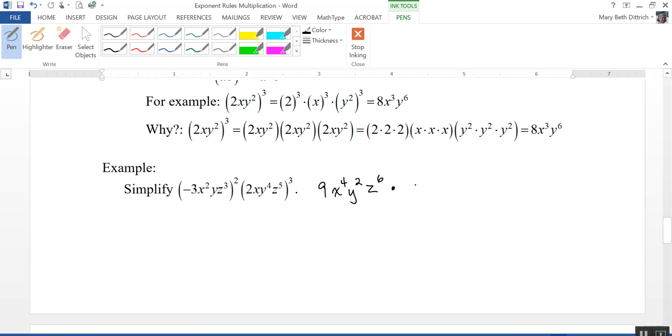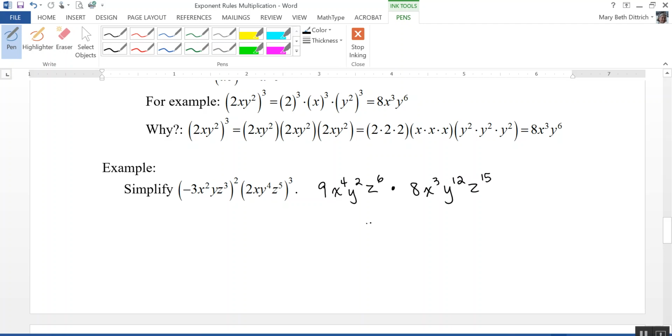2 to the third power is 8. X to the third power is x to the third power. Y to the fourth to the third power is y to the 12th. Multiply the exponents. And z to the fifth to the third power is z to the 15th. Now I have two powers that I just need to multiply.